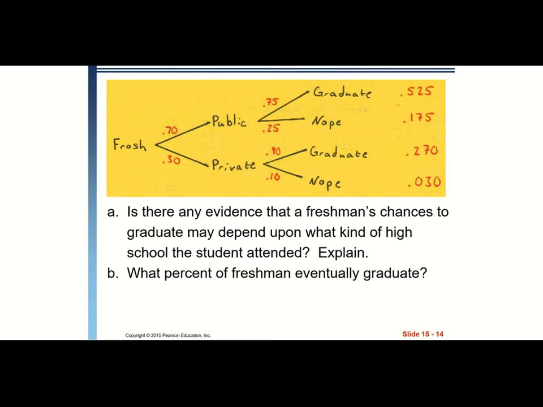B, what percent of freshmen eventually graduate? We would take the 0.525 of those who went to public school, add the 0.270 who went to private school, and we get 0.795.